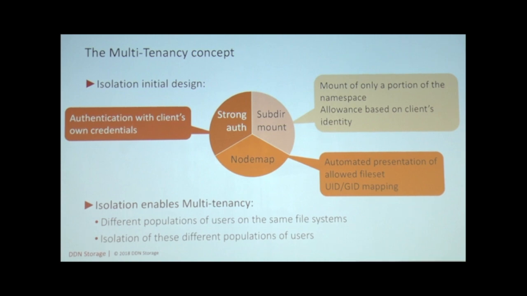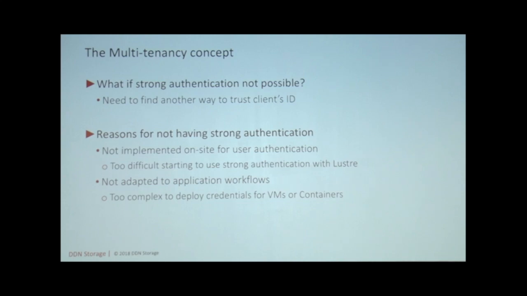It means that we are able to have different populations of users on the same Lustre file system. They would ignore that they are sharing the same file system. They would not be able to even see the data from other populations. And of course, they would not be able to get access to it. So this is the concept as we initially thought and initially designed.